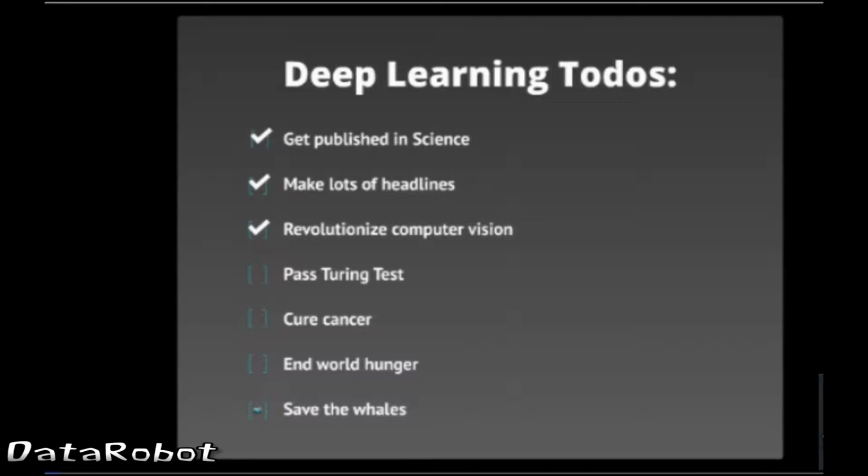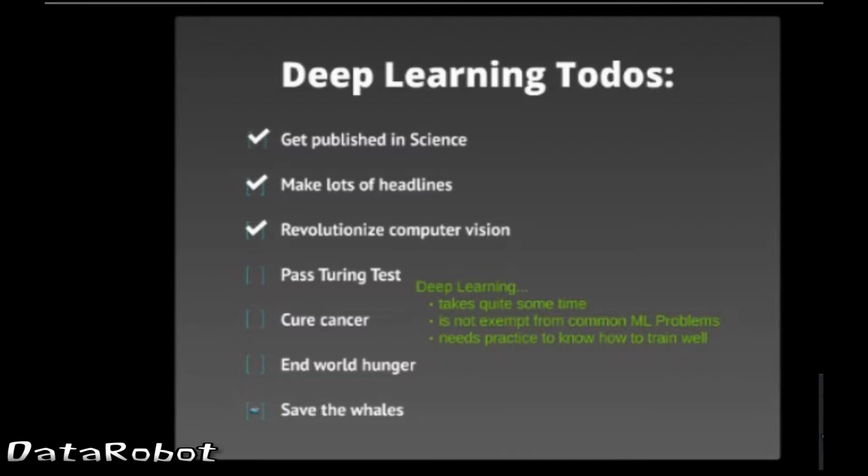But deep learning does not solve all the problems in the world. I'm really sorry that this text is so dark. When I did this presentation before, it was in the winter, and so none of this was quite going on. Anyway, in green here, it says deep learning takes quite some time. It takes a really long time to train these models.